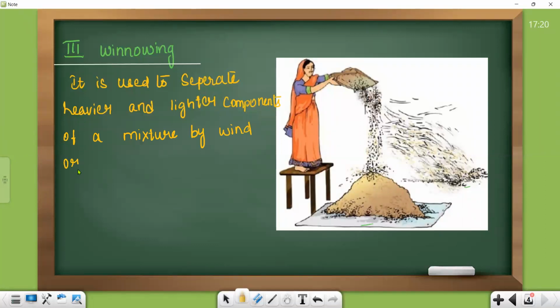Simply, like you have seen your mothers or grandmothers, they will take the grains in this, and they will blow it with the mouth. Due to that, the husk whatever is there, it goes away. Have you ever seen? Yes, ma'am. So this process is called the winnowing process.